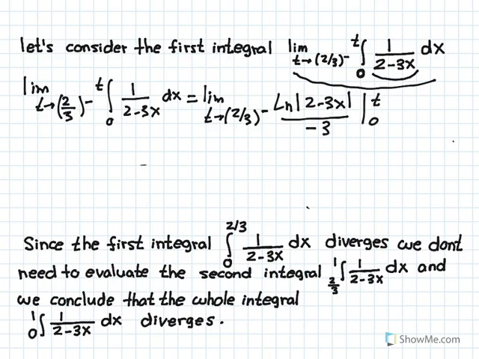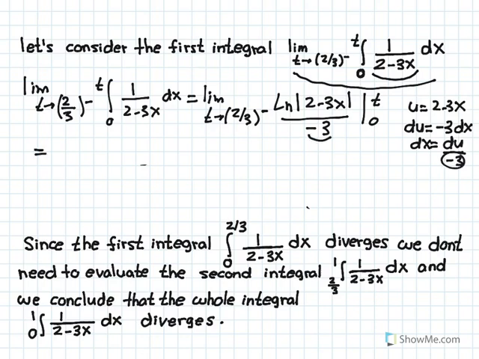Now let me be more clear about that. We're letting u be equal to 2 minus 3x. We're differentiating both sides. We get du is equal to, the derivative of 2 is 0, we get -3 dx. If you solve for dx, you'll get du divided by -3. That's the reason we're dividing by -3.